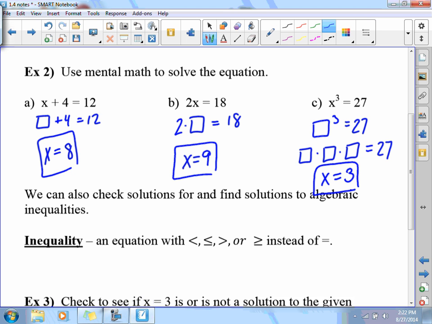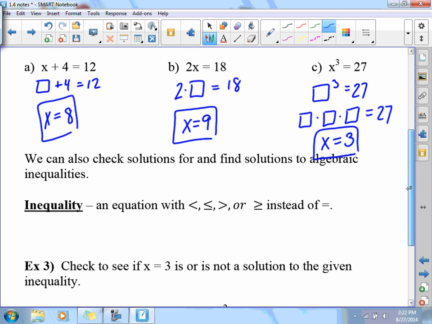And as we get into second semester, we'll talk about square roots and cubed roots and fourth roots. And taking roots is how you would get rid of an exponent. So here we want to take the cubed root of both sides, and then you take the cubed root of 27, which is 3. But again, for now, just using mental math, doing some guessing and checking is totally acceptable.